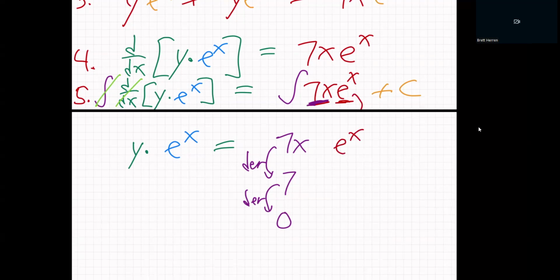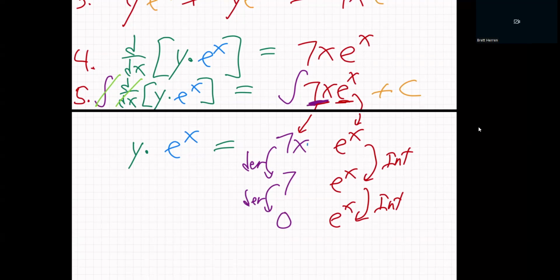Then you take the other side, e to the x, bring that down. This part was the 7x. And then do the integral. What's the integral of e to the x? Well, nothing, it's the same thing. And then integrate again, it just stays e to the x. It doesn't do anything.